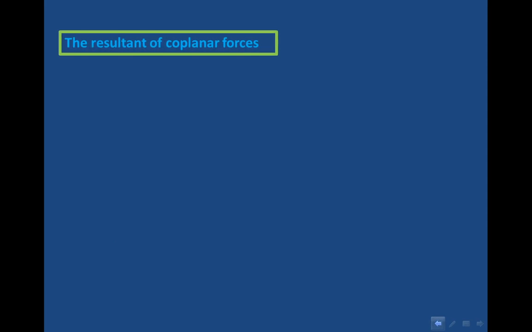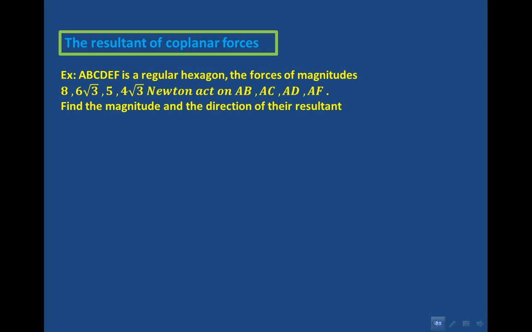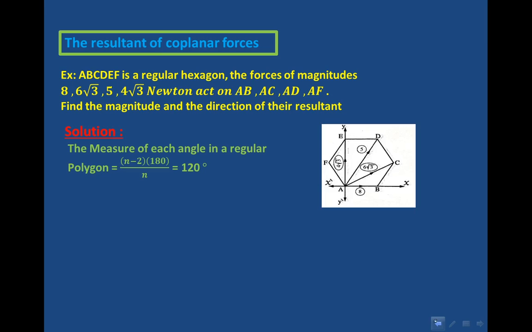Another example. ABCDEF is a regular hexagon. The forces of magnitudes 8, 6 root 3, 5 and 4 root 3 act on AB, AC, AD, AF. Find the magnitude and the direction of their resultant. Here, the figure is a regular hexagon, and there are 4 forces acting in the direction of AB, AC, AD, and AF.